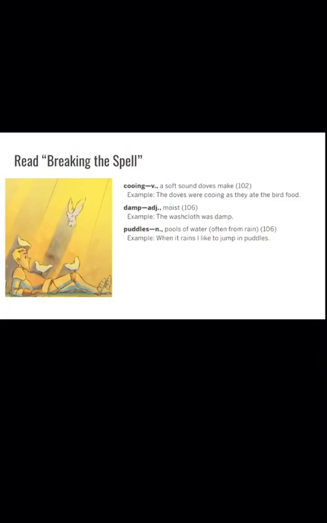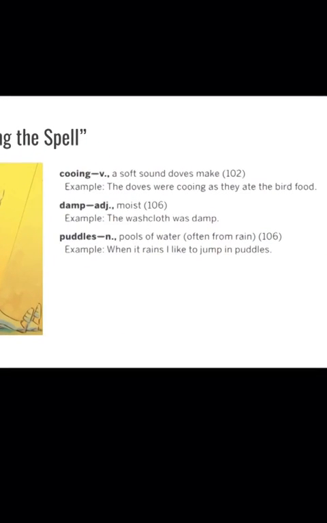Okay, moving on. Reading Breaking the Spell. Now I want you to think what our last chapter was about. And then what might this chapter be about? Just looking at our picture and based on what happened last time. Okay, let's go ahead and look at our vocabulary words.